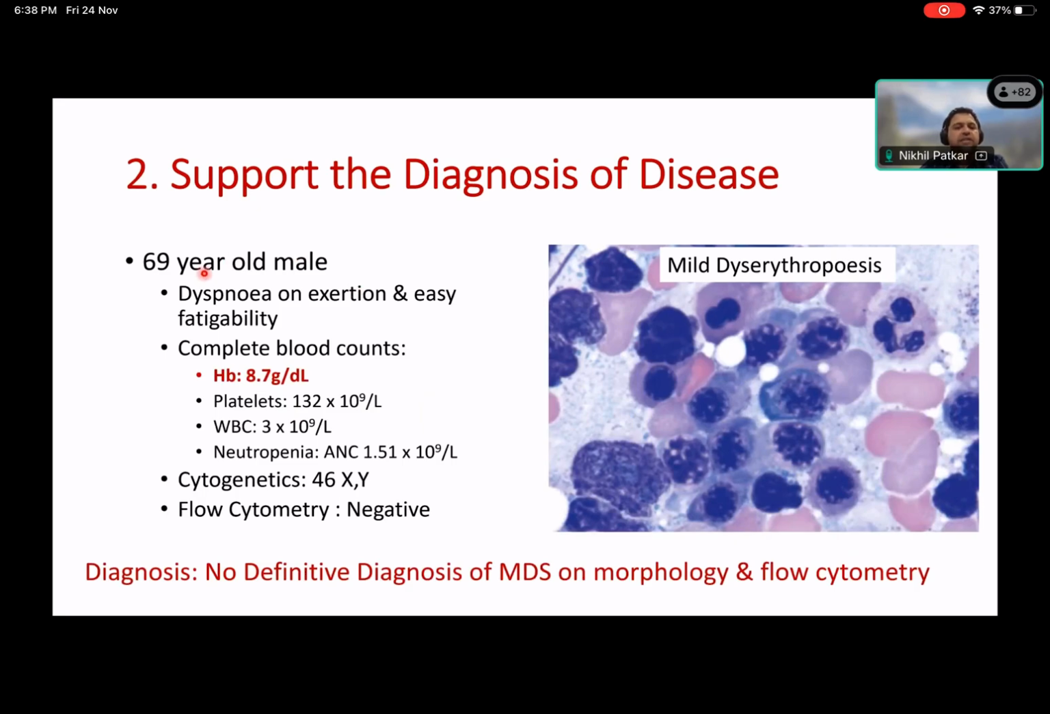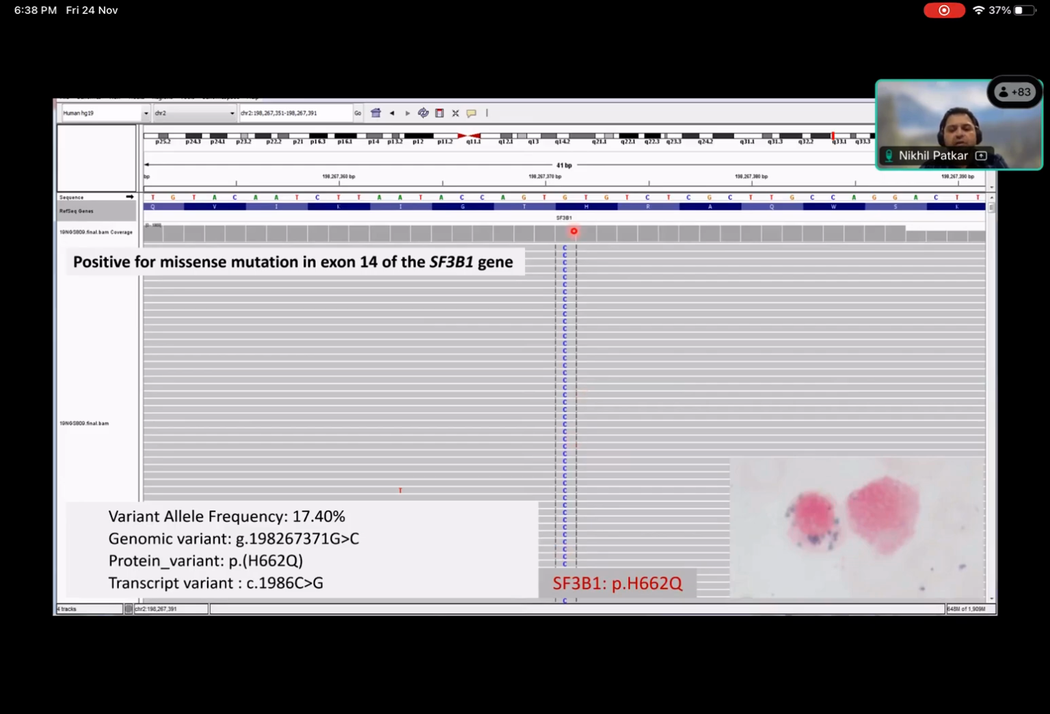You have a 69-year-old female with dyspnea on exertion, easy fatigability, and the patient has got anemia and neutropenia. Cytogenetics is normal and flow cytometry is negative, and this patient has got mild dyserythropoiesis here, but there is no definitive diagnosis of MDS on morphology as well as flow cytometry. But when we perform next generation sequencing for this patient, you could see that this patient has a missense mutation in exon 14 of SF3B1 gene at a variant allele frequency of 17.4%. And if we went back to this patient and performed an iron stain, you can see the presence of these ring sideroblasts which are there.